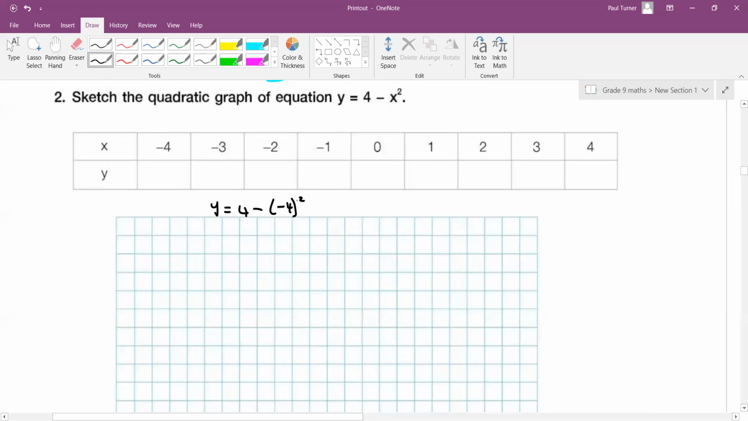Okay, we'll graph this one fairly quickly. I don't want to spend too long on it. So that's going to give you 4 minus (-4 times -4), which is 16. So that will give you -12 for that one. Okay, you fill in the table, and then I'll give you a couple of minutes.